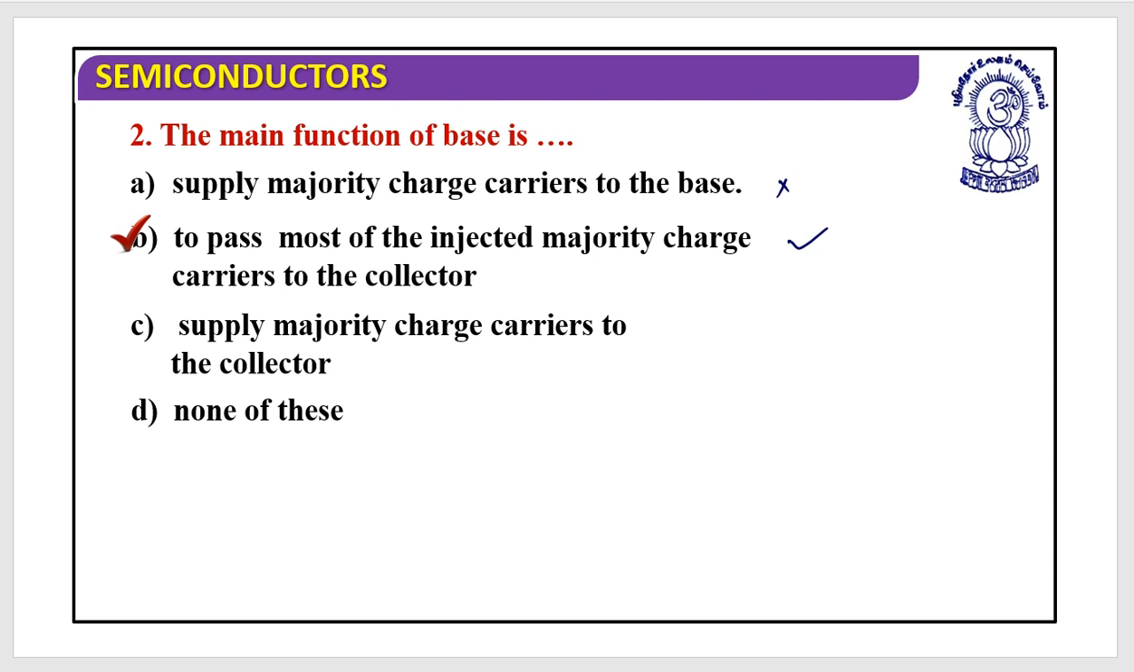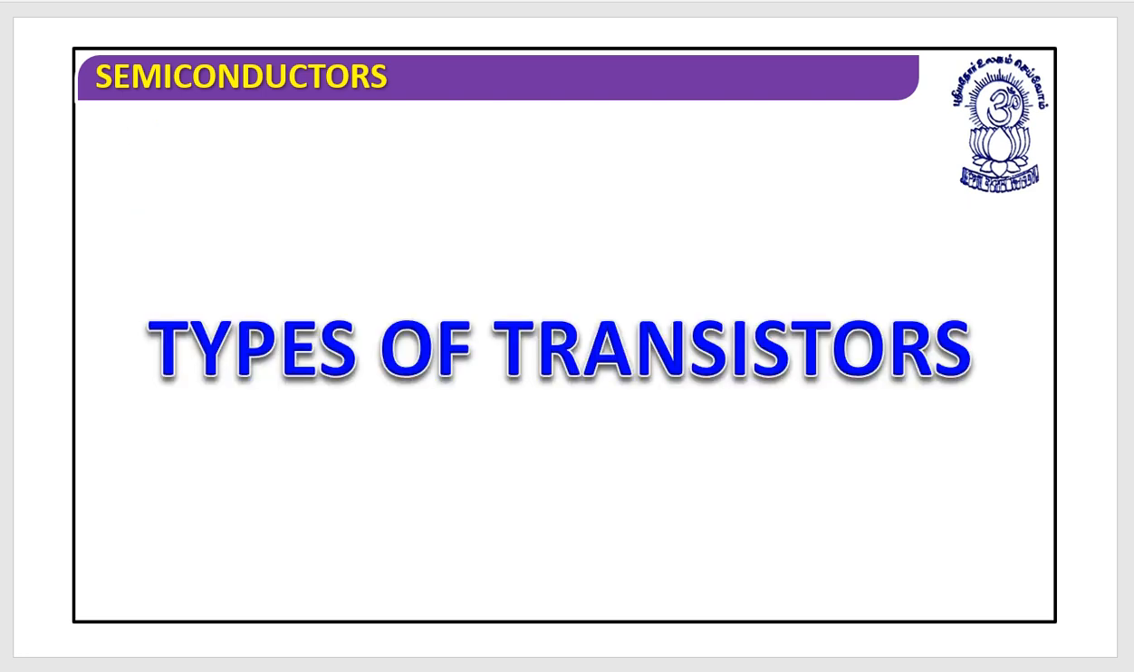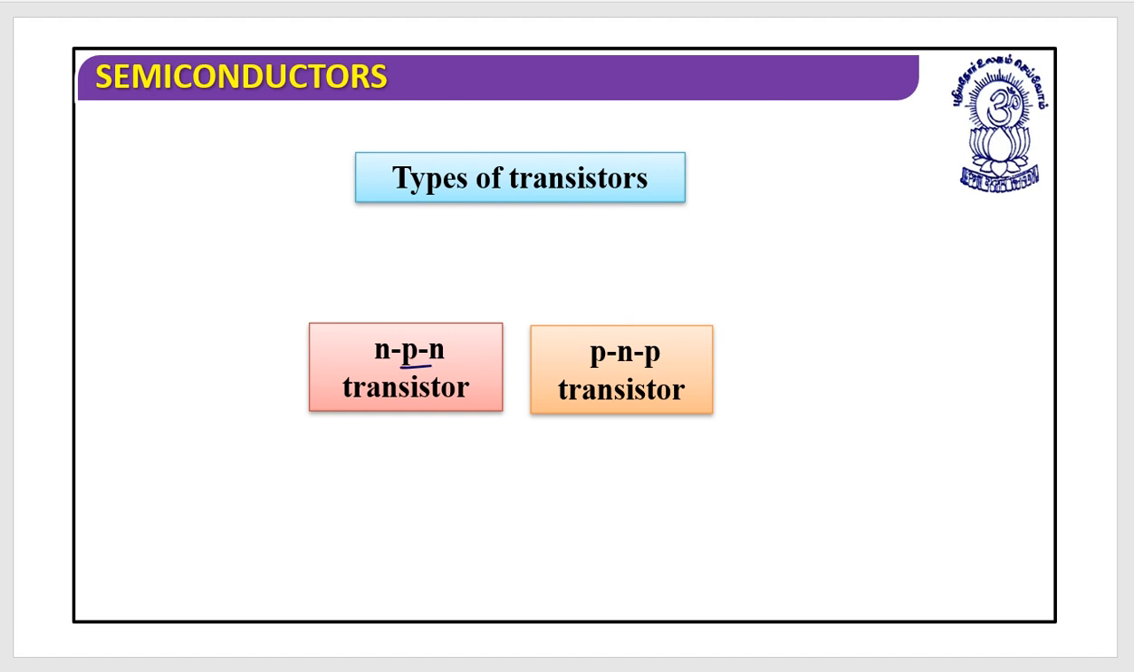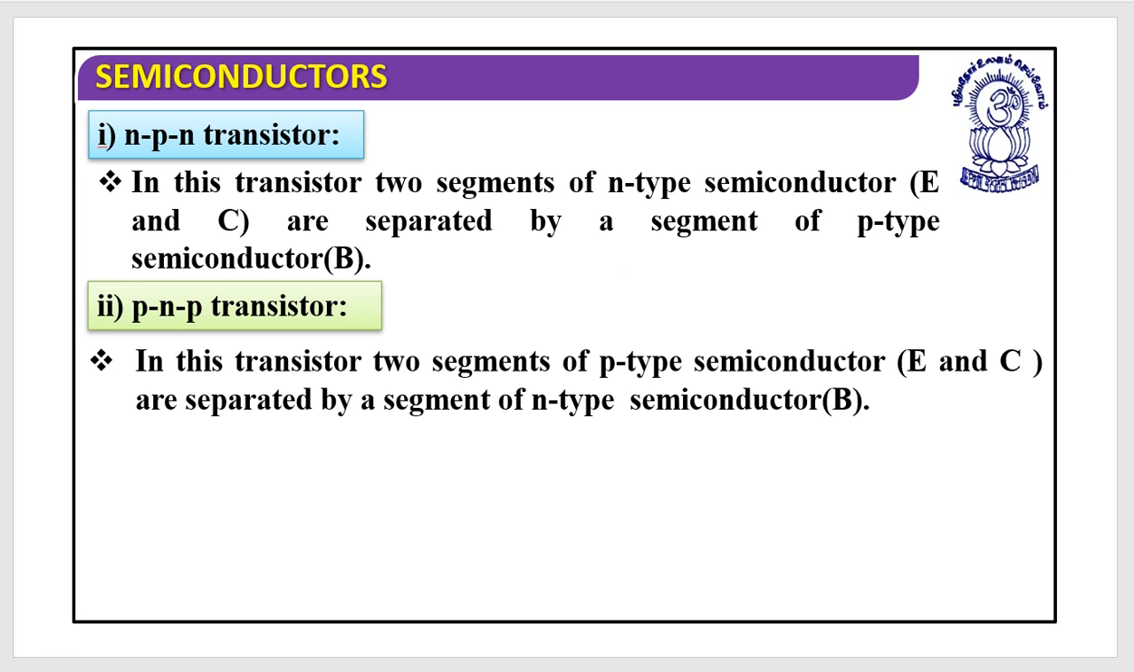Now let's look at the different types of transistor. Basically we have two different types of transistors: the NPN transistor and the PNP transistor. In an NPN transistor, two segments of N type semiconductor, the emitter and collector, are separated by a segment of P type semiconductor, which is the base.